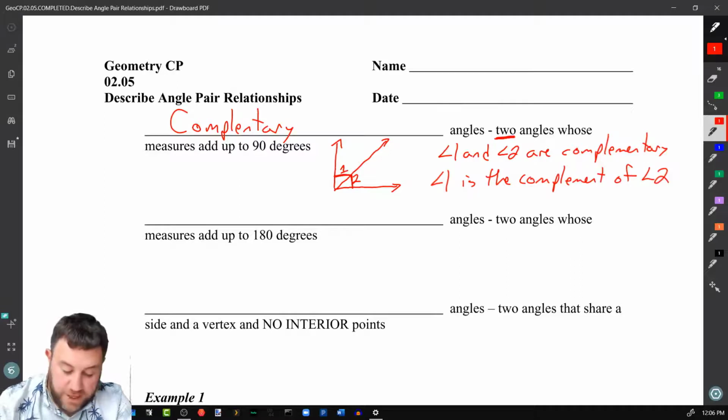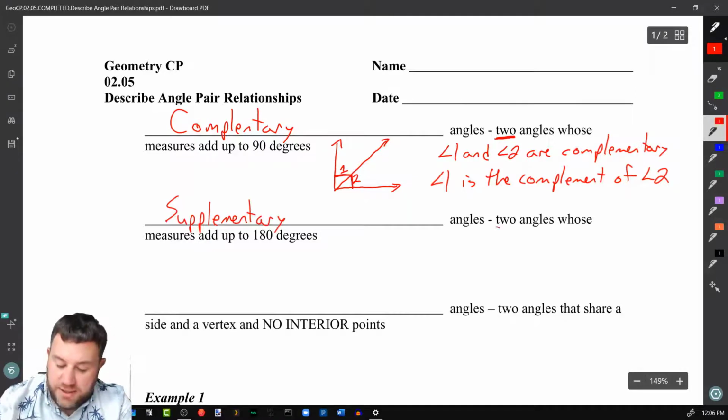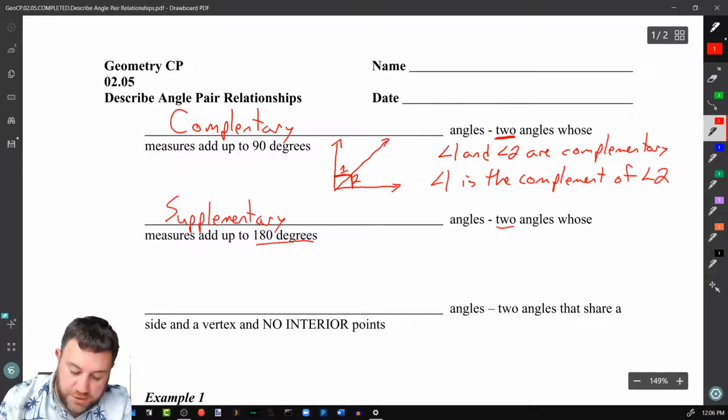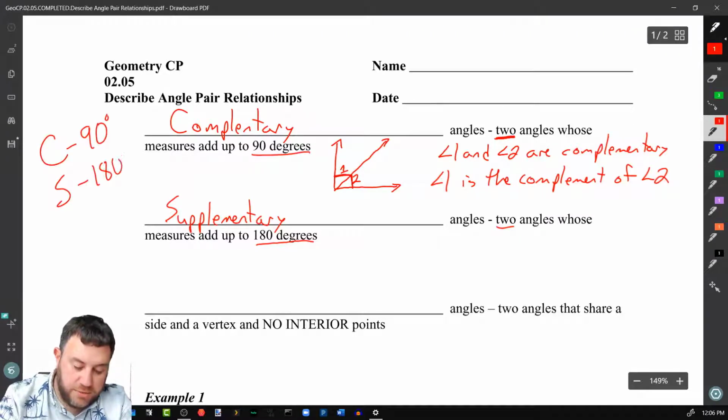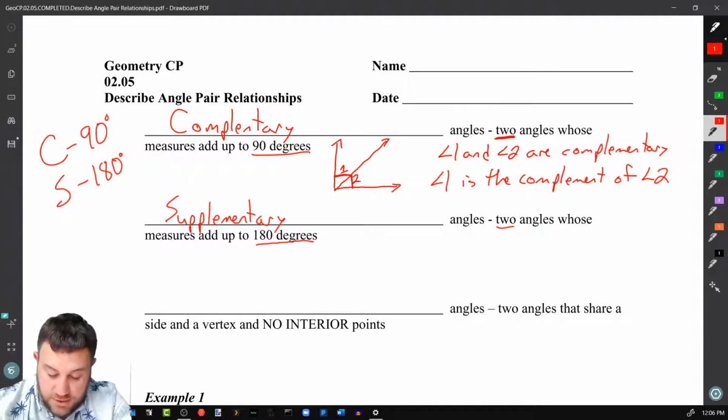Our next vocabulary word goes along with that. It's very similar, but it's supplementary angles. And these are two angles that add up to 180 degrees. So complementary add up to 90, supplementary add up to 180. And again, it has to be only two angles. Now these two angles can be next to each other. We'll talk about what it is when they are next to each other, but they don't have to be.